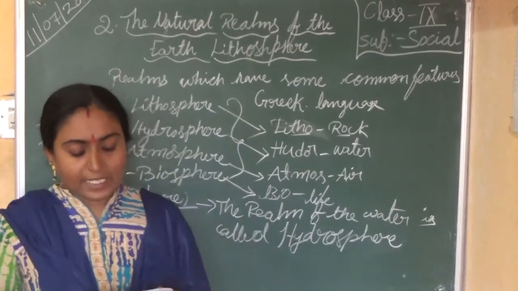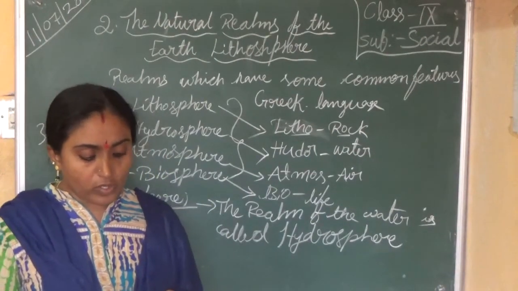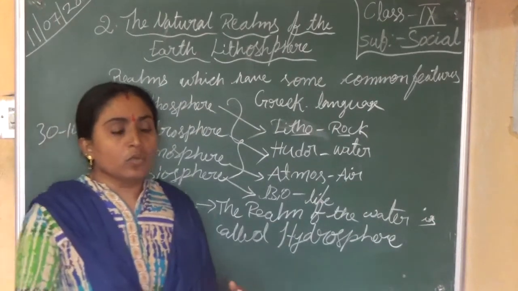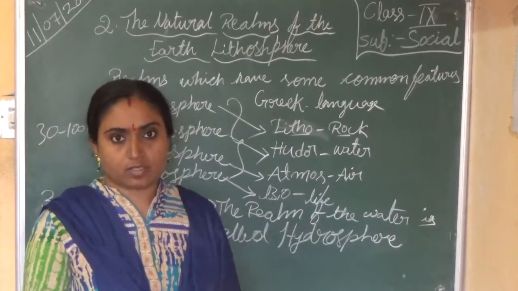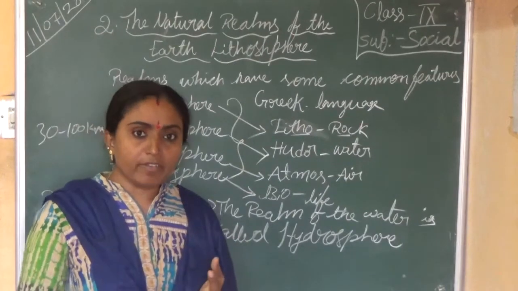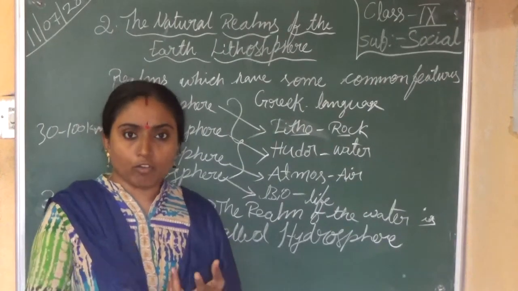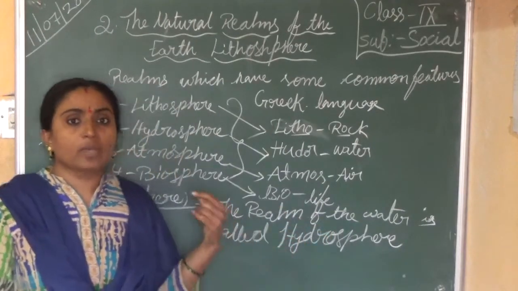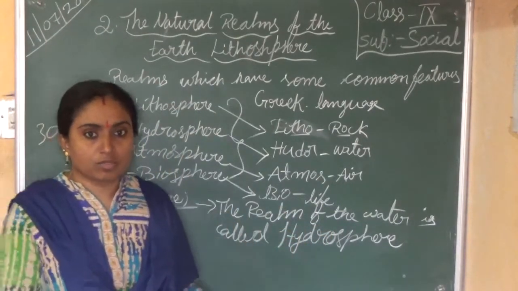And it comprises various sources of water and different types of water bodies. Yes, we have so many sources of water. Water comes from rivers, lakes, oceans and seas. Okay, we have the water in these ways.